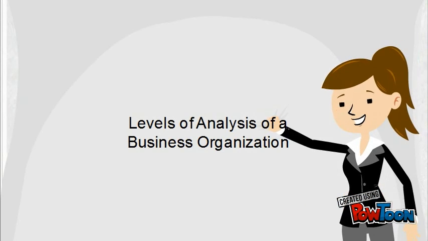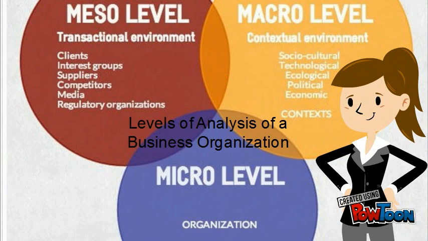When analyzing a business organization, the mesolevel would examine interaction with clients, interest groups, suppliers, etc., while the macro level would examine socio-cultural, technological, ecological contexts, and the micro level would examine the organization itself.